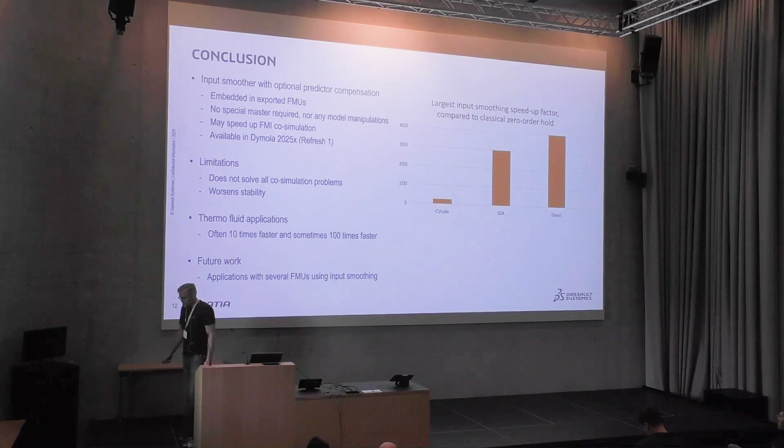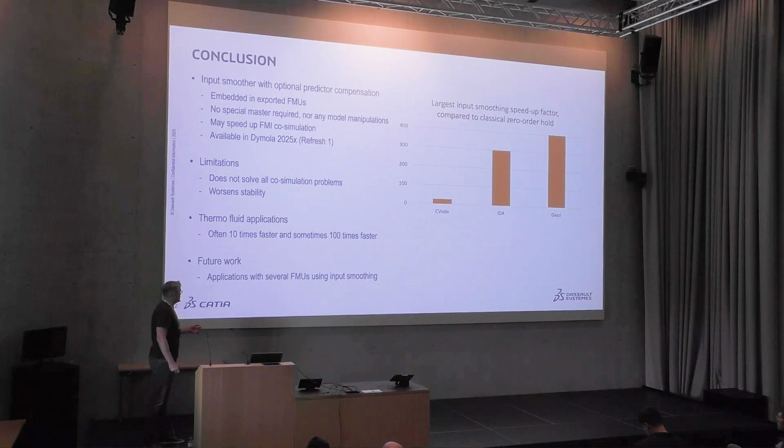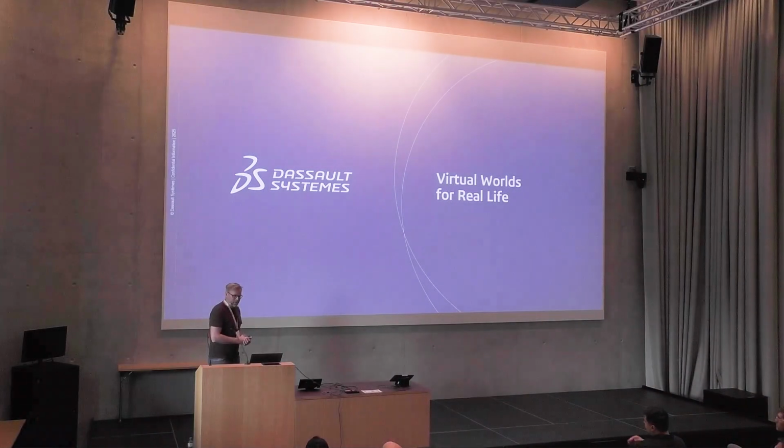And the next step would be to dive deeper into what happens when you really connect them and look more at the result and what happens if you have several co-simulation FMUs using input smoothing and how much it affects the result and things like this. Please set the advanced flags and try it out. I think I finished 1 minute early, actually.